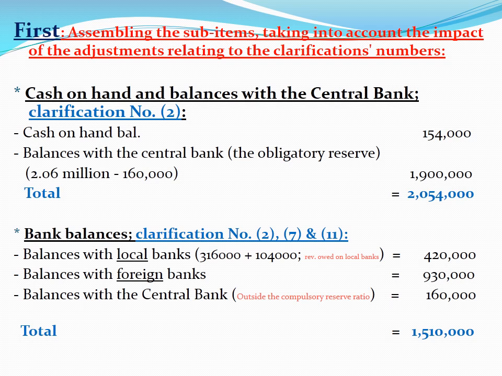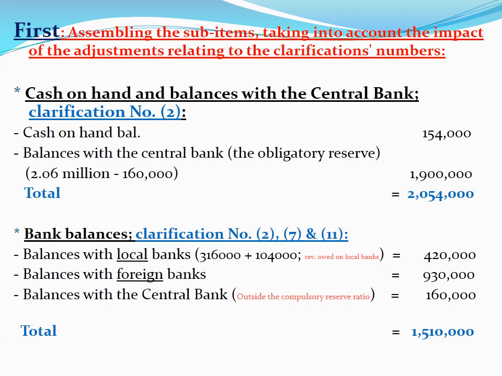Bank balances, clarification number 2, 7 and 11. So 2, 7 and 11 are 3 clarifications. You will find them in the clarification column in these statements, and you will find them in the clarification as explanation for clarifying these items after the statements preparation, as you will see now.